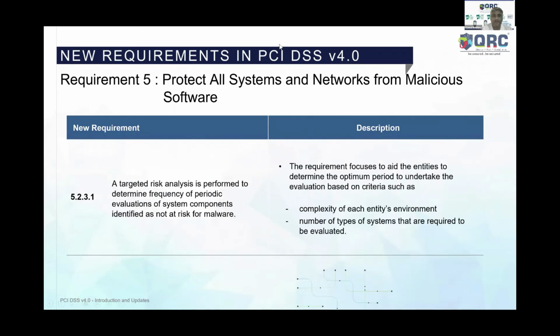Okay. Yeah. So coming to the fifth requirement: protect all systems and networks from malicious software. It depends on a targeted risk analysis being performed. A risk analysis should be performed by the organization to determine the frequency of periodic evaluation of system components. Okay, so what does it mean? Earlier also it was touched upon, but earlier it only stated that periodic evaluation has to be performed for those system components that don't use any antivirus or malware software.